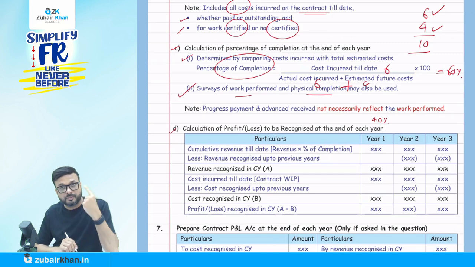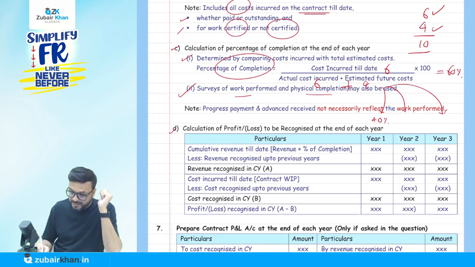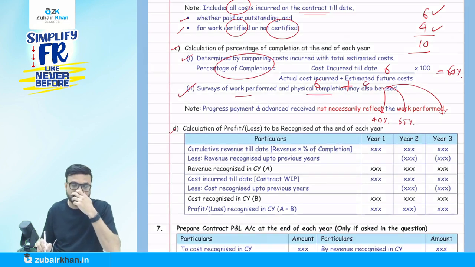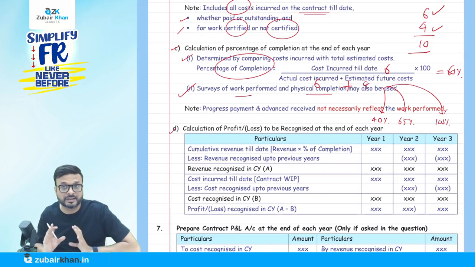By the same formula, I will find it out when I come to the second year. Suppose it is 65%. Now, in the third year, 100% work has been completed. Now, please understand, this is the most important.